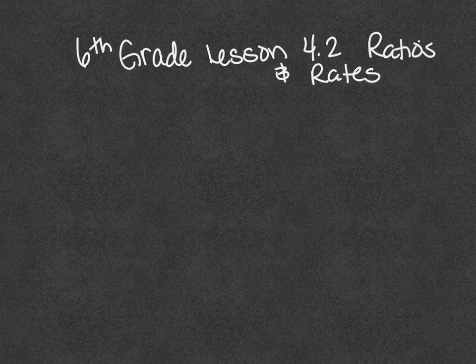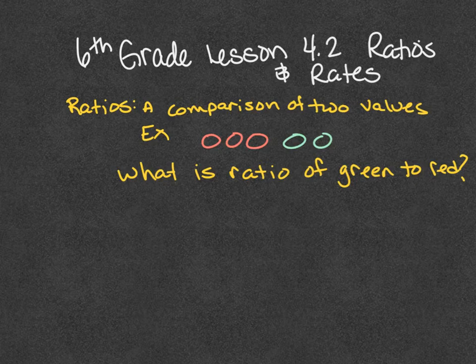Sixth grade lesson 4.2 is ratios and rates. In the previous lesson, we talked about ratios. Just a reminder, a ratio is a comparison of two values. For example, if I have 3 red chips and 2 green chips, and I'm asked, what is the ratio of green to red? Well, first I need to make sure I go in the right order.